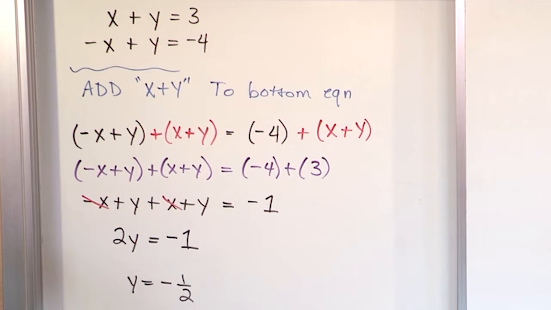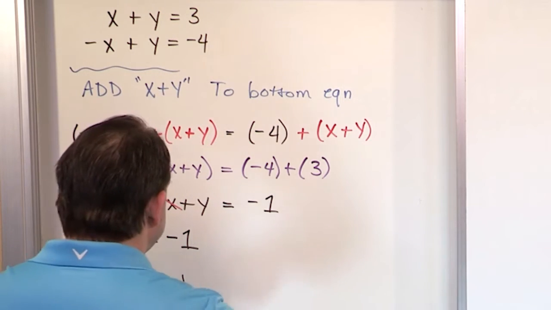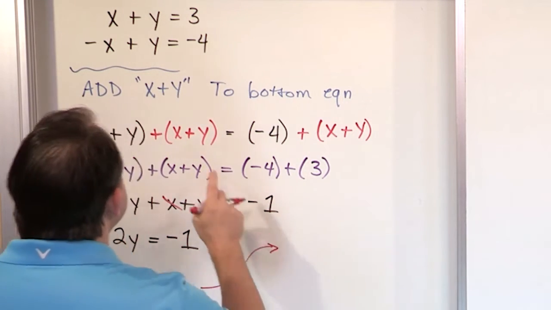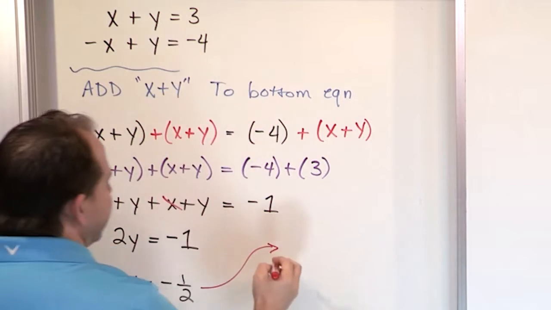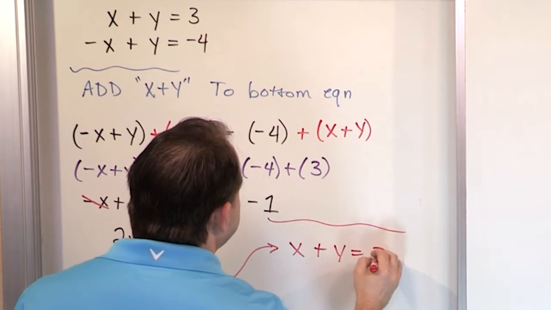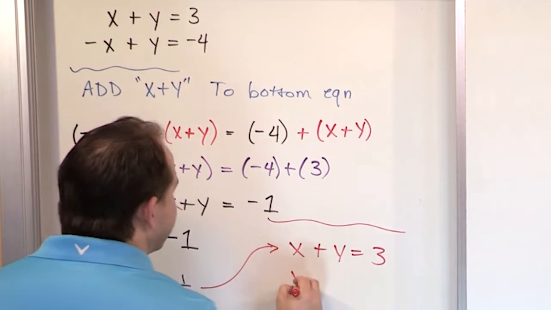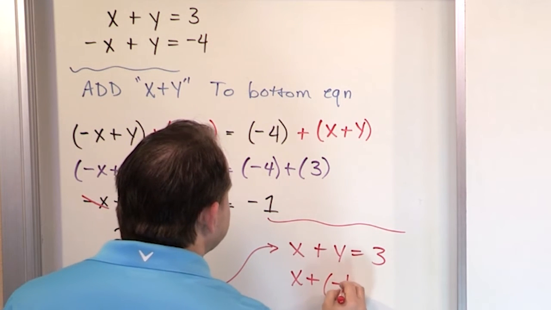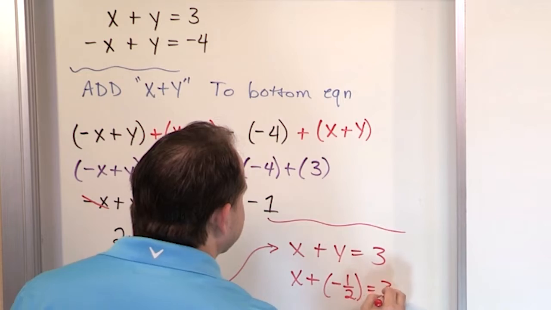So what I'm going to do is take this and substitute it into the equation. I'll just go ahead and do it probably over here. This first equation, x plus y is 3. It doesn't matter which one you use. I'm going to say x plus y is equal to 3, but now I know that y is negative 1/2. So it's x plus a negative 1/2 for y equals 3.